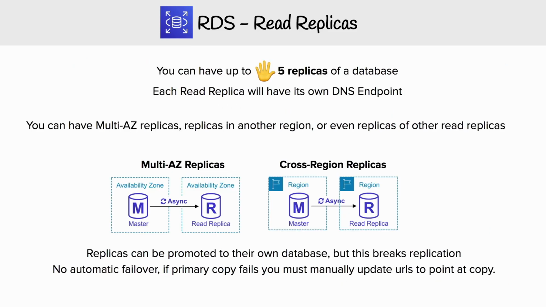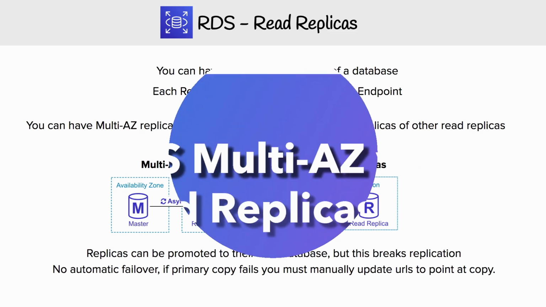So you can have up to 5 replicas of a database. Each read replica will have its own DNS endpoint. You can have multi-AZ replicas, cross-region replicas, and even replicas of replicas. Replicas can be promoted to their own database, but this will break replication, which makes a lot of sense, and no automatic failover. So if the primary copy fails, you must manually update URLs to point at the copy. So there you go.